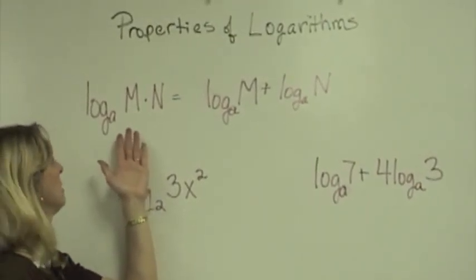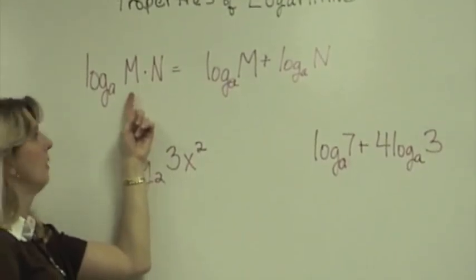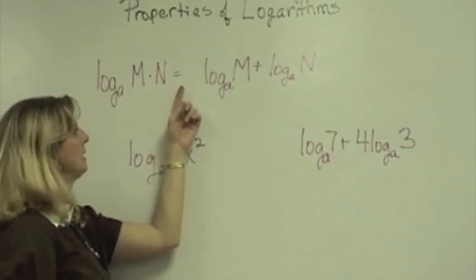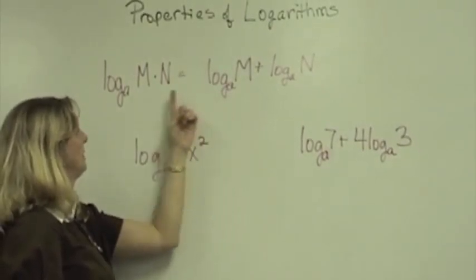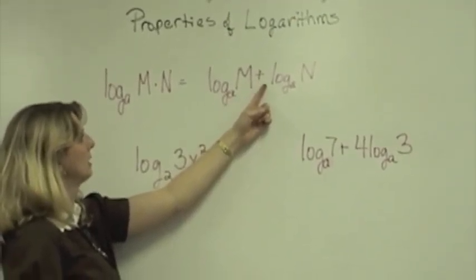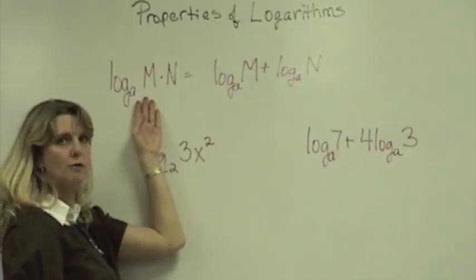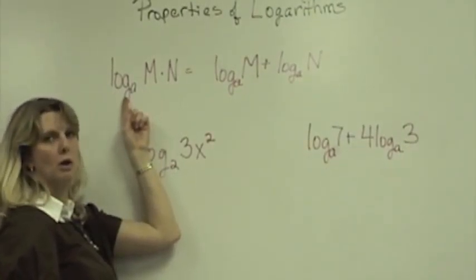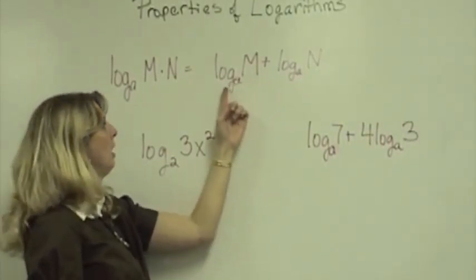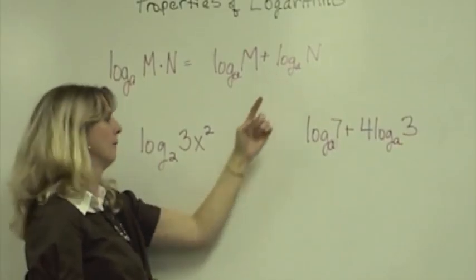Another property of logs is when I have two things being multiplied together that I'm taking the log of. An equivalent statement is log base a of m plus log base a of n. Notice when it's in its multiplication form, it only has the word log once, the function log. When it's in its addition form, you're taking the log of both separately.